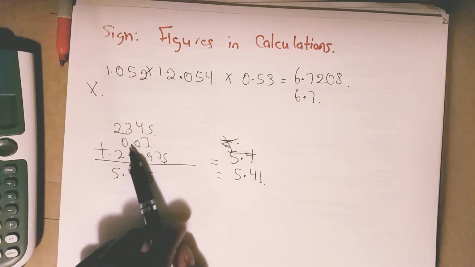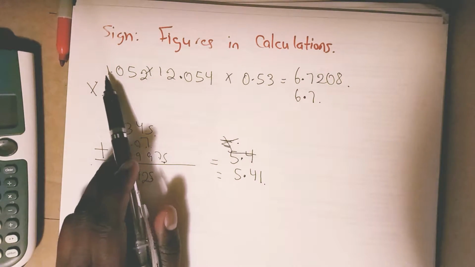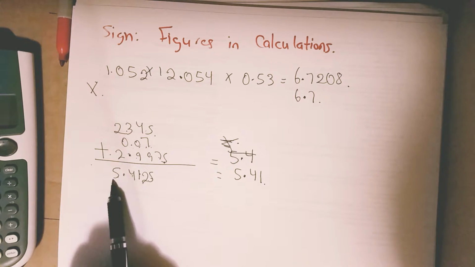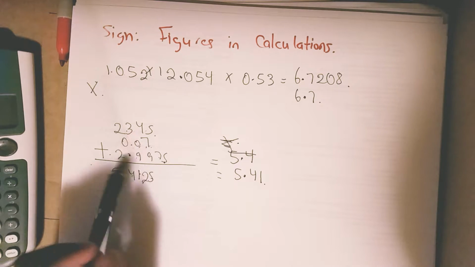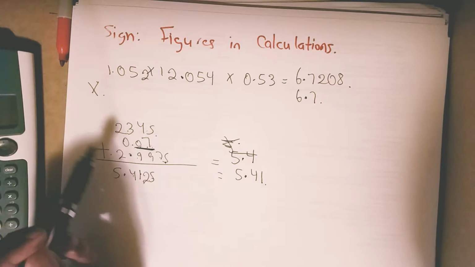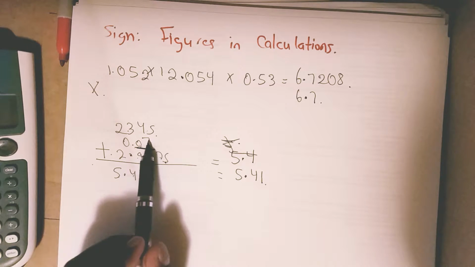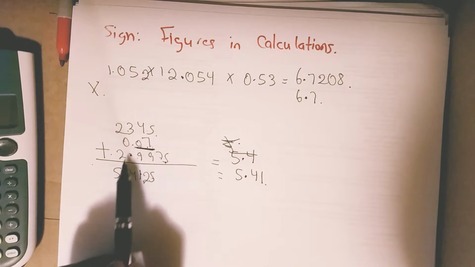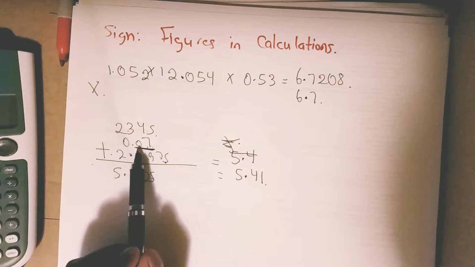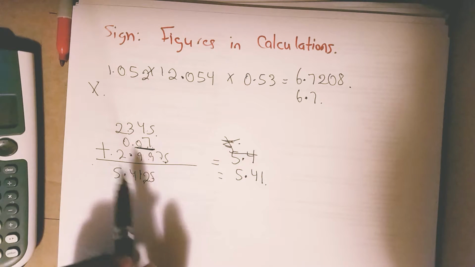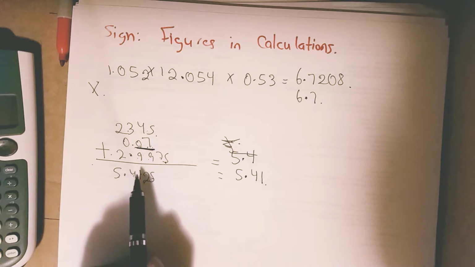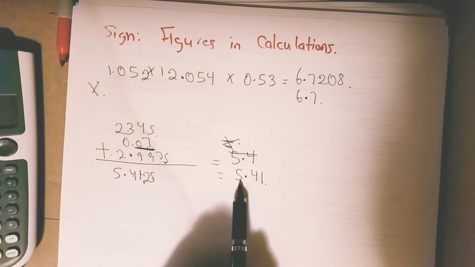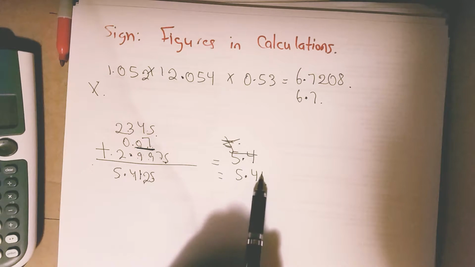Adding is completely different from multiplying. When you multiply, you take the least amount of significant figures. When you add, you take the least amount of decimal places. So here's 2 decimal places. This has 1 significant figure, but 2 decimal places. So when you add, you take 2 decimal places here. The answer has to be 2 decimal places. The answer is 5.41.